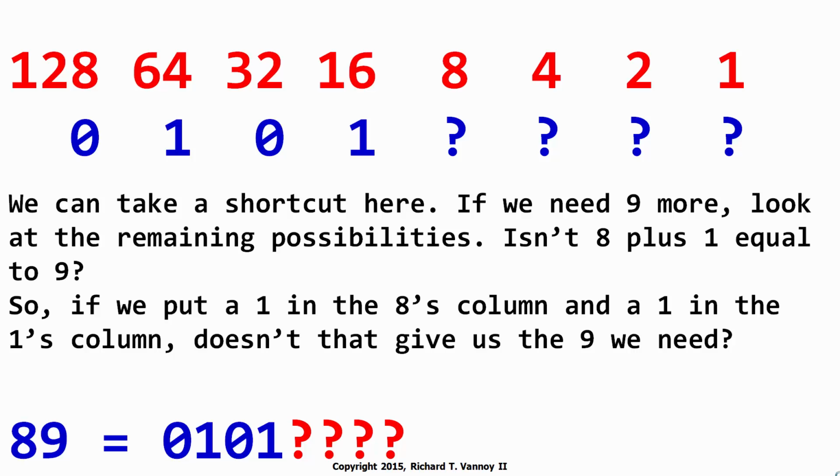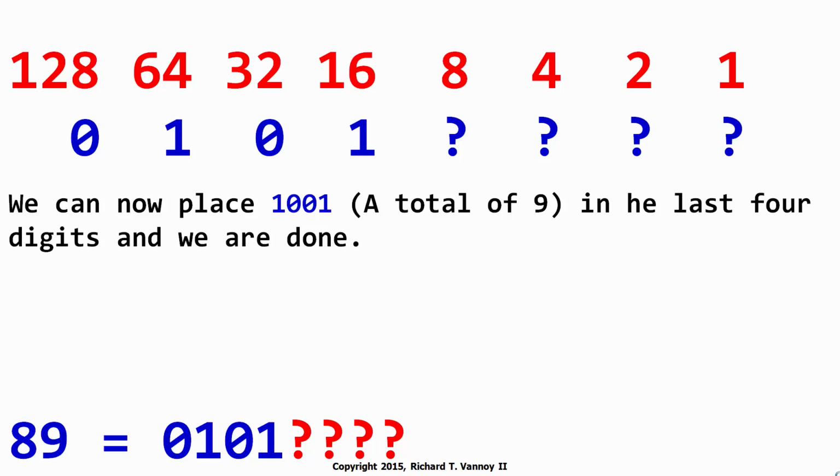Sure enough. So when we get near the end of the line here, we can say, oh, we can do a shortcut. We can say that 9 is equal to 1001. Why? Because the left-hand one is the 8's weight column. The right-hand one is the 1's weight column. 8 plus 1 is 9. So 1001 is equal to 9. We can put 1001 in as the last 4 digits of our number, and we're done. So there's our number, 01011001. That sequence of ones and zeros in binary represents the decimal number 89.